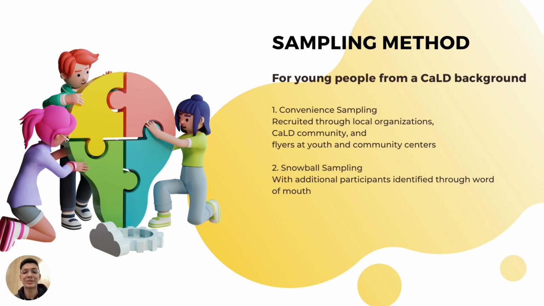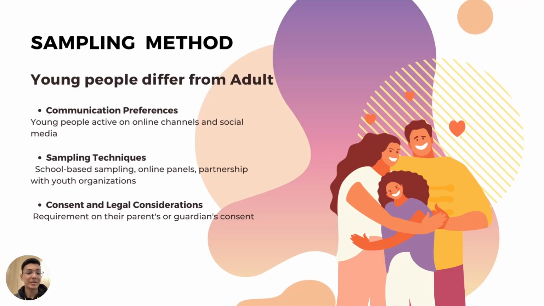When it comes to snowball sampling, it is a non-probability sampling method. Initial participants recruit additional participants, and we need to ask them to refer others who can also meet the criteria. So in the sampling method, young people are quite different from adults. Like communication preferences, because the young are completely different from the adults, we need to take care of the channels from where we are communicating, and also the sampling methods like we talked about in the last slides.